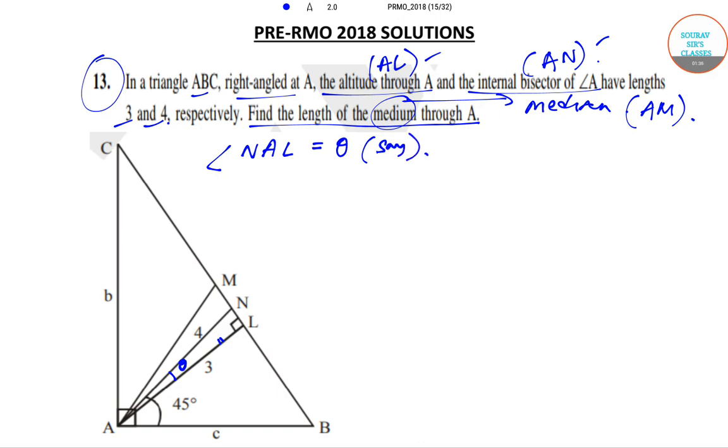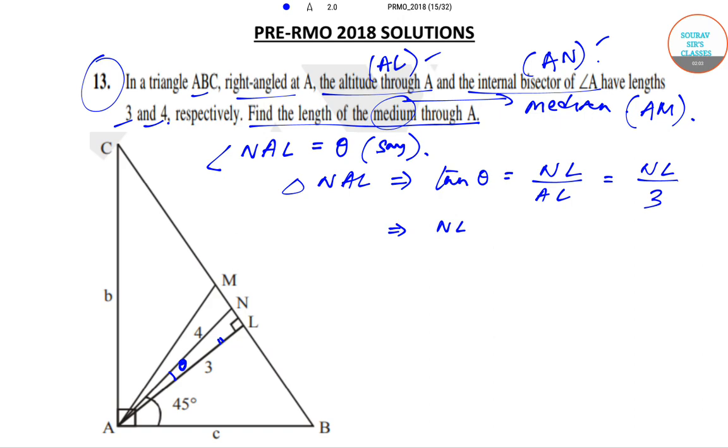Now if we consider the triangle NAL, in this triangle tan theta will be equal to NL by AL. Now NL we don't know, but AL has been given as 3. Therefore we can write NL is equal to 3 tan theta, or tan theta is equal to NL by 3. This is what we know.